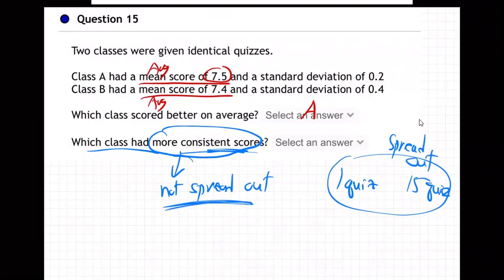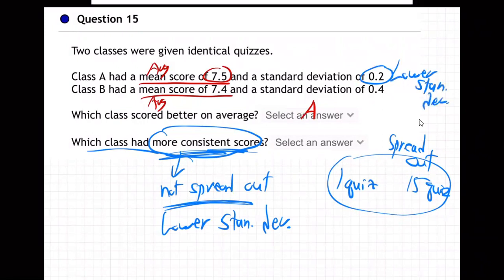That means we want lower standard deviation. Standard deviation is a measure of the spread. Higher standard deviation, bigger spread. Lower standard deviation, lower spread. So which one has lower? This one is lower standard deviation, right? So that means they're more consistent.